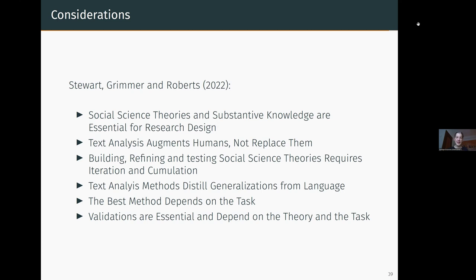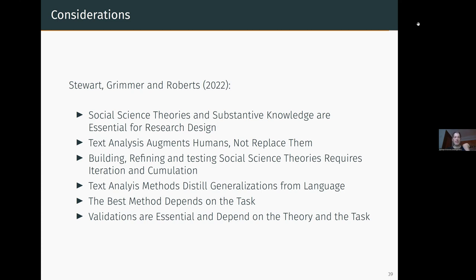Then text analysis methods distill generalizations from language. So whatever we do, we always lose something. And we are just wanting to know something like, we've got this big corpus of text. What is it about? We have questions about it. We want to ask that text some questions. And the best method, therefore, depends on the task, like I said. And the task, what is your task? What's your question? What do you want? And by that, you choose the method.